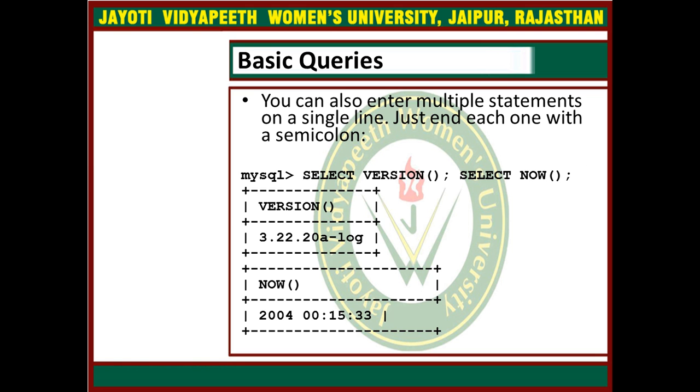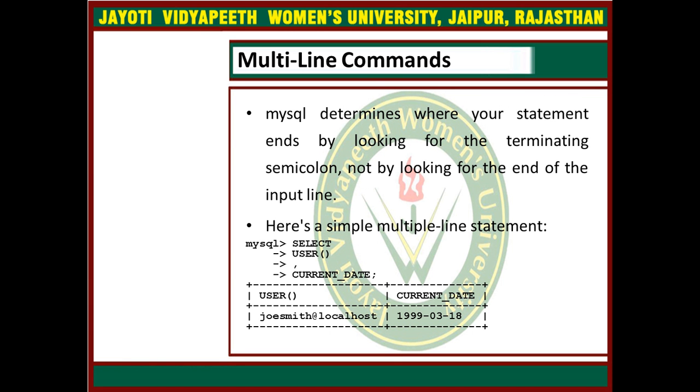Then multi-line commands. MySQL determines whether your statement ends by looking for the terminating semicolon, not by looking for the end of the input line. Here's a simple multiple line statement: select user(), current_date. You can see here the user, which is a username, and the current date, where 03 is the month and 18 is the date.